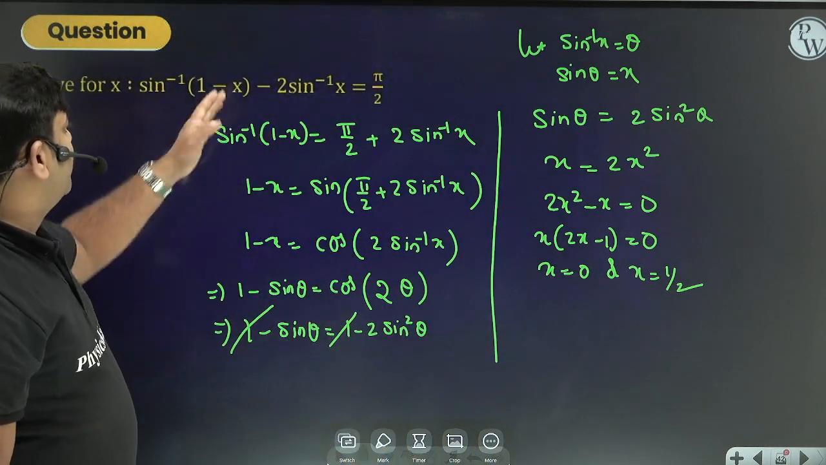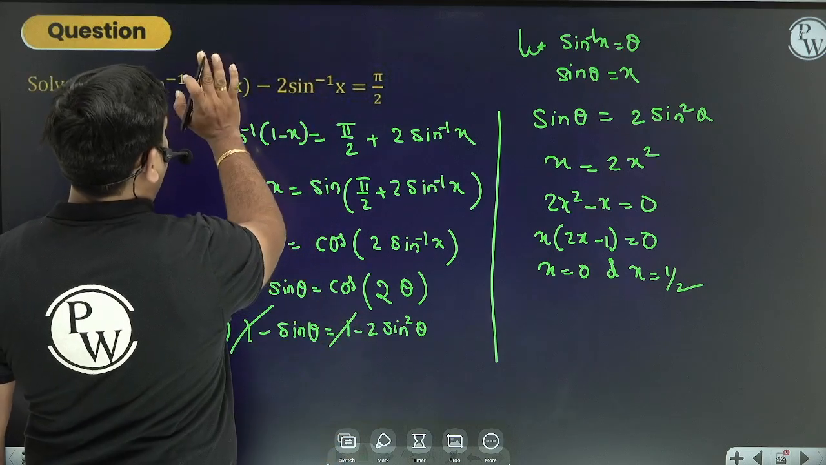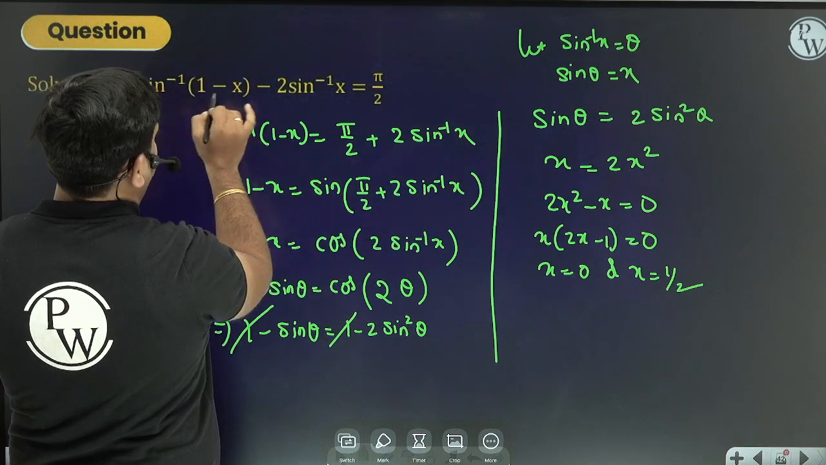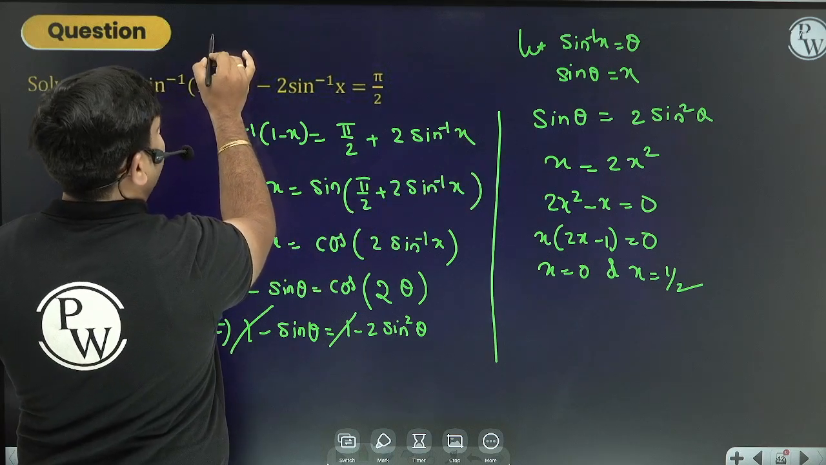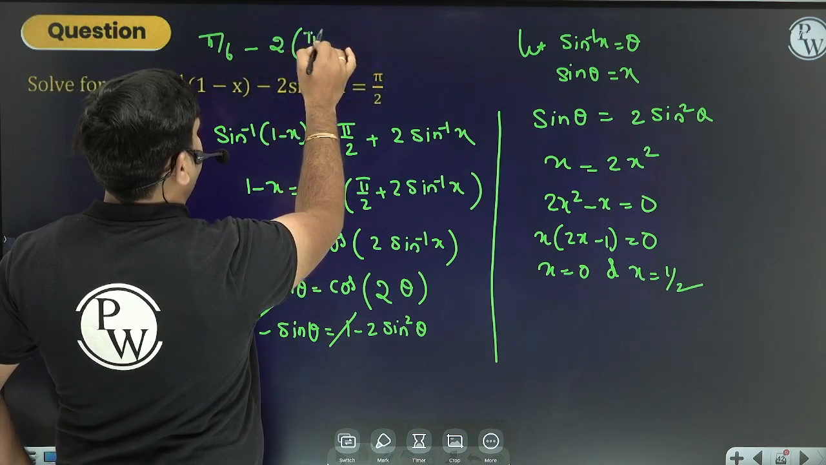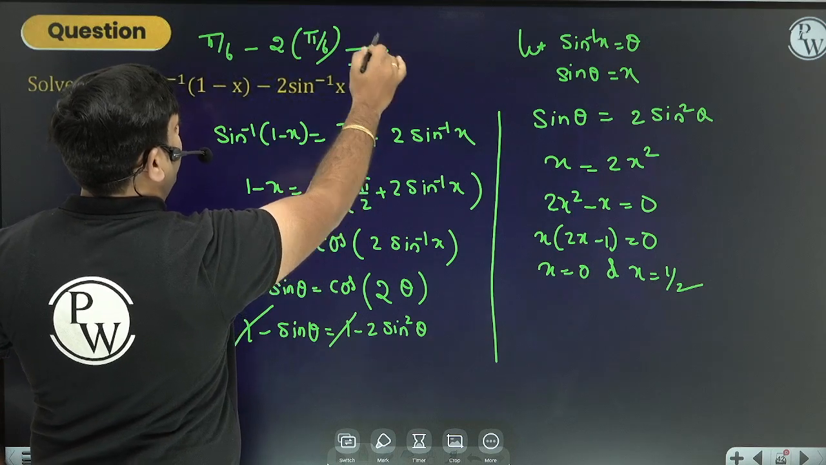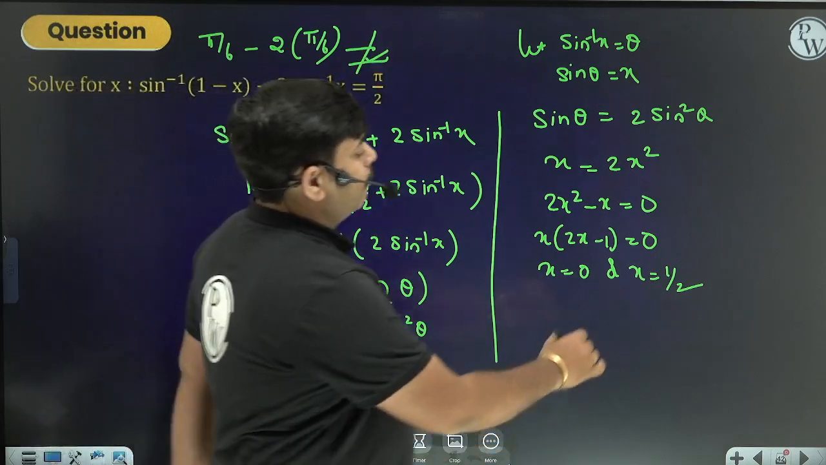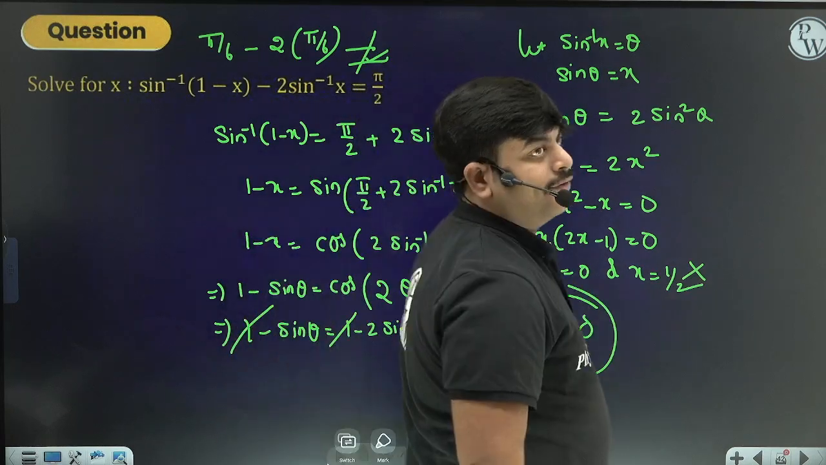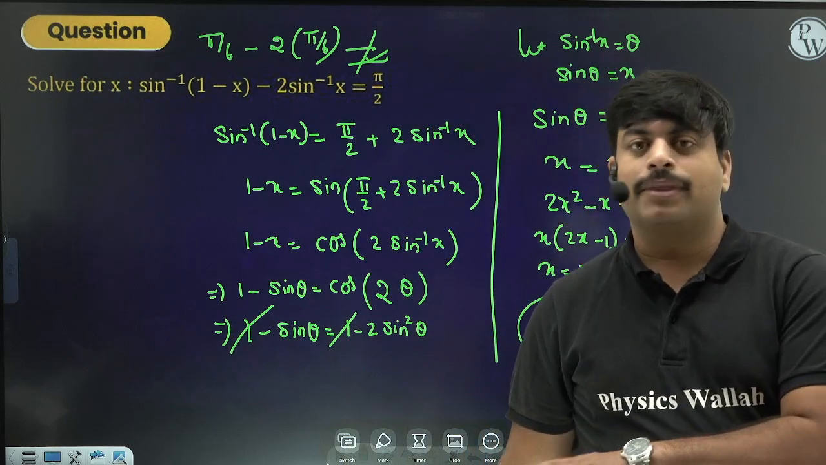Fine. So keep x equals 0: sine inverse 1 minus 0 is pi by 2, so pi by 2 is equal to pi by 2, correct. But when you put x equal to 1 by 2, sine inverse of (1 minus 1 by 2) is sine inverse 1 by 2, which is pi by 6, minus 2 times sine inverse 1 by 2, which is 2 pi by 6. So pi by 6 minus 2 pi by 6 will never be equal to pi by 2, right? So x equal to 1 by 2 is not the correct answer. x equal to 0 is the only solution. If it is asked the number of solutions, 1. What is the solution? 0. Okay, don't get confused.